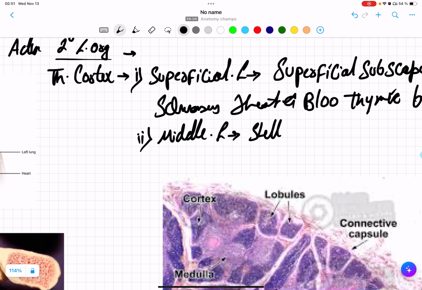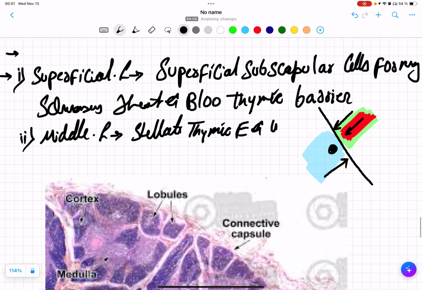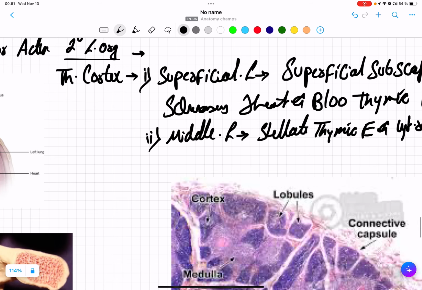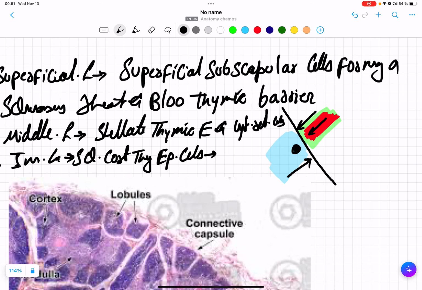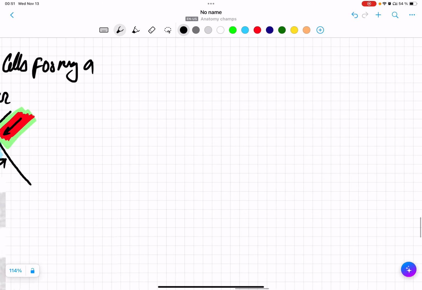This will have stellate thymic epithelial and cytoreticular cells. Then we will have our third layer, the inner layer, which will have squamous cortical thymic epithelial cells, and they will form what? They will form the cortico-medullary boundary. It means what?